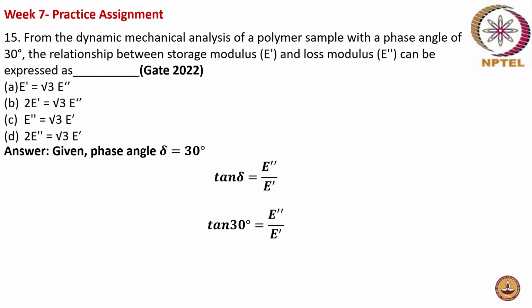We know the value of delta. Delta is 30 degrees, which is given. So tan 30 is equal to E double prime by E prime. If you know the value of tan 30, we know the relation between E double prime and E prime. Tan 30 is nothing but 1 by root 3. So 1 by root 3 is equal to E double prime by E prime. So E prime is equal to root 3 into E double prime, which is nothing but option A. So the relation between storage and loss modulus when the phase angle is 30 degrees is E prime equal to square root of 3 into E double prime.